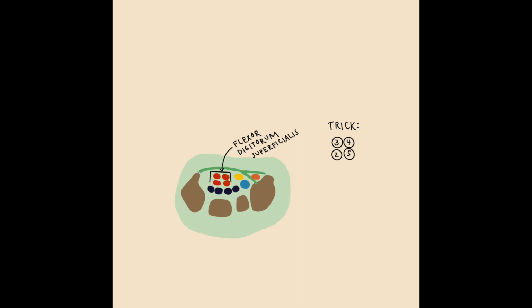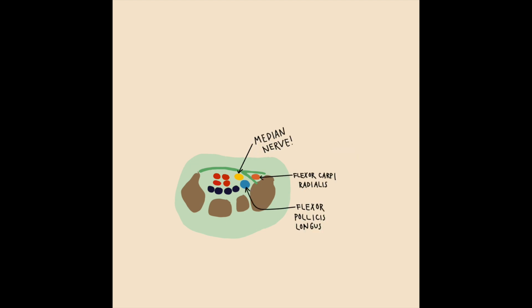and then digits 3 and 4 are going to be superficial to that. We also have the tendon for the flexor pollicis longus, and then in yellow you can see the median nerve. And this cross-section in the Netter's Atlas also reflects the flexor carpi radialis, which is actually not part of the carpal tunnel, as you can see kind of that division. So just make sure that if you're in an anatomy exam that you don't get that question wrong. The flexor carpi radialis is not going through the carpal tunnel.